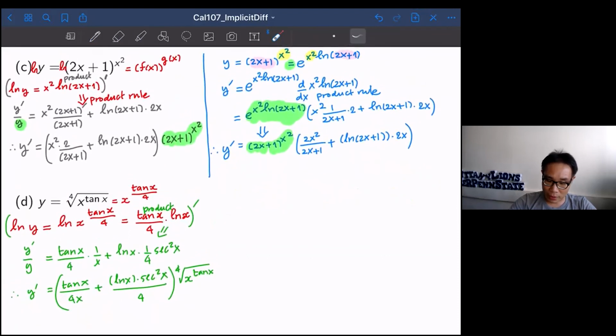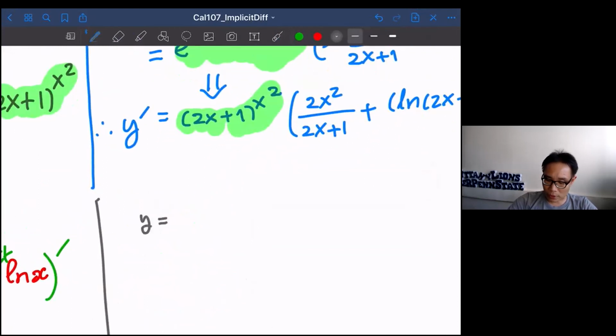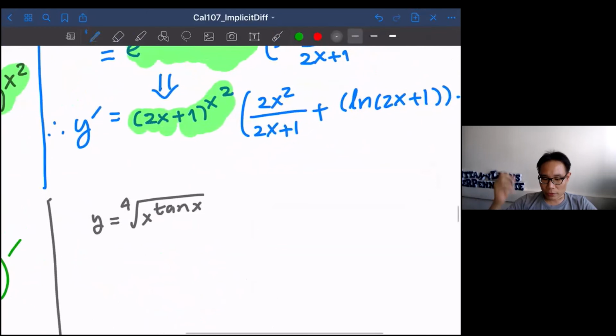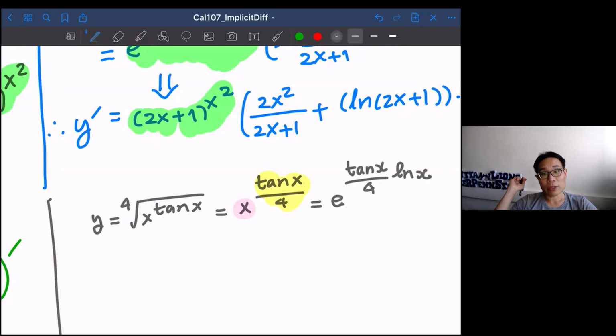Let's do one more. For this one, you have y equal to the fourth root of x to the 10x. Okay, so in this case, it's going to be x to the 10x over 4. And you see that this guy can be written as you have the function f on the bottom, you have the function g on top. So this guy will be e to the 10x over 4 log x. So it can be written in terms of an exponential function in this form first, and then you differentiate this guy. So it's going to be the whole thing.